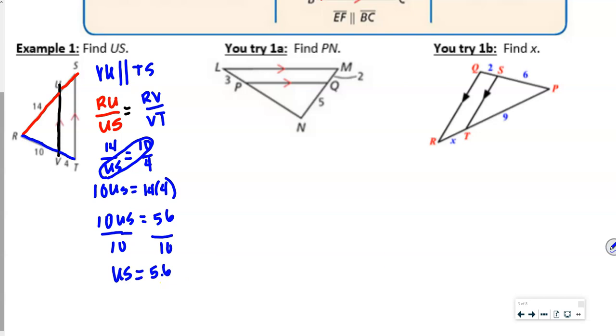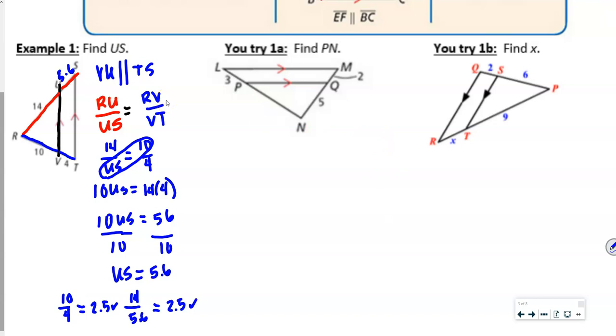Now we can check this. So our 5.6 goes up here, right? So we're going to check it by making sure that these ratios are the same. So 10 over 4, that's equal to 2.5. And what is 14 over 5.6? If you put that in your calculator, that also equals 2.5. So that's the way we can check and make sure that our answer is correct.